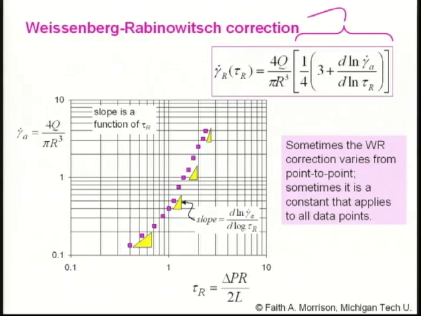Once you've corrected the data for any of these 2 errors, the slip and the entrance pressure loss, then it's time to do the Weissenberg-Rubinowitz correction. And this is fairly simple. The derivation was involved, but the application is simple. All we need is this slope, the derivative of the natural log of gamma dot A versus the natural log of wall shear stress. So we already have in our Excel file this 4q over pi r cubed. So if we have the correction, we're good.